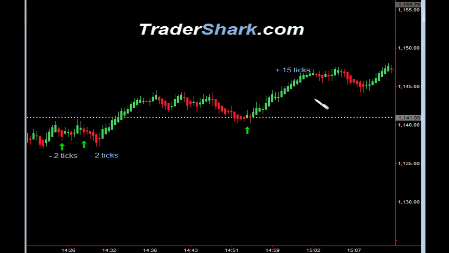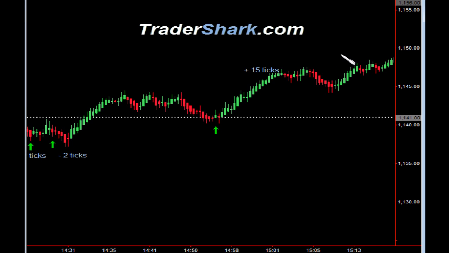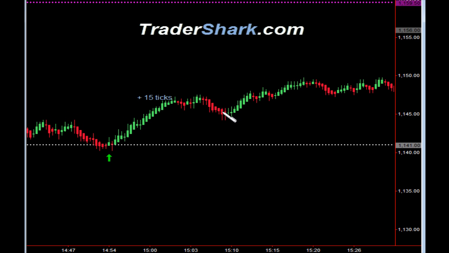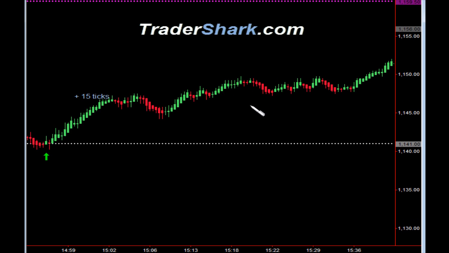Depending on the size of your account or the number of contracts you're trading, you may want to put a runner on, because we were working our way up towards the 1150 area, and as you watched us go up into the close, it was just a slow grind upward, which ended up being very profitable for some traders.